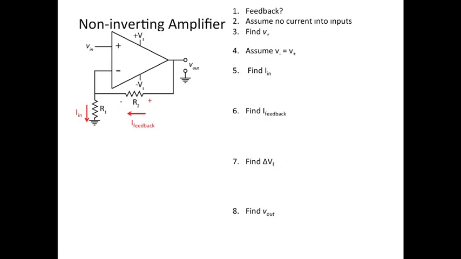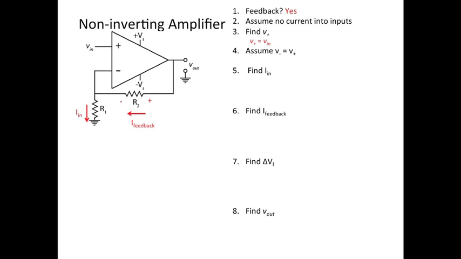Okay, let's look at the non-inverting amplifier, right? In some cases, you don't want it to be inverting. You want it to be a non-inverting amplifier. So we're going to go through the same steps. Is there feedback? Yes. There's a connection between the inverting input and the output. We're going to assume no currents into the non-inverting input and the inverting input.